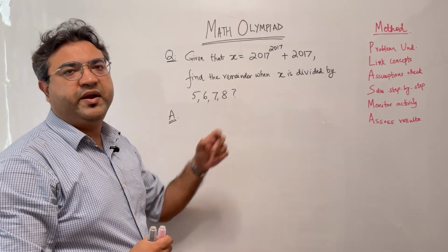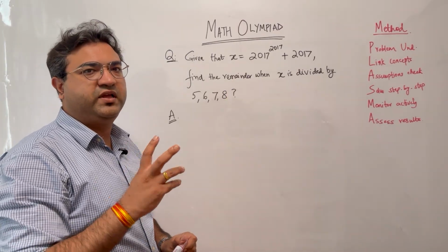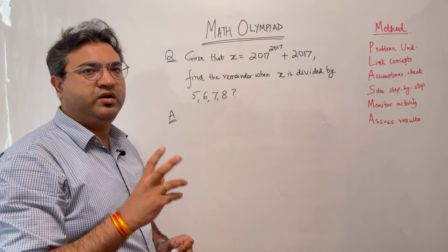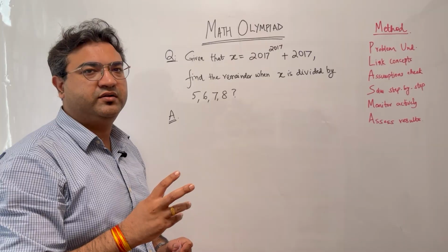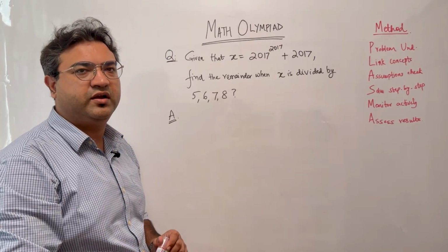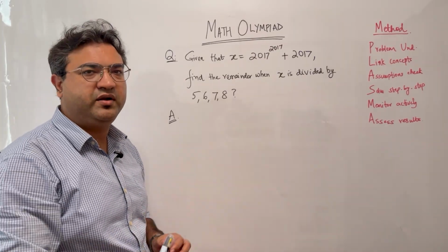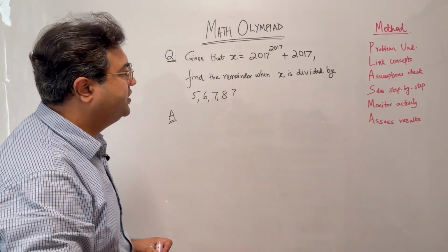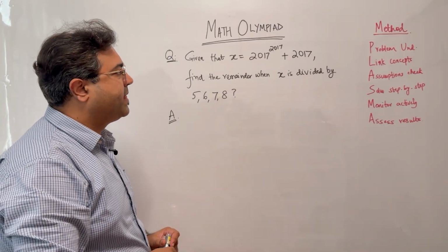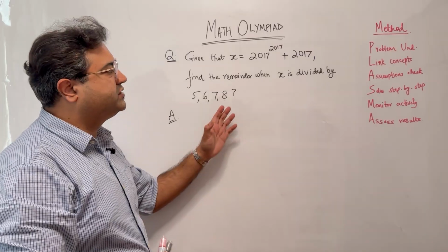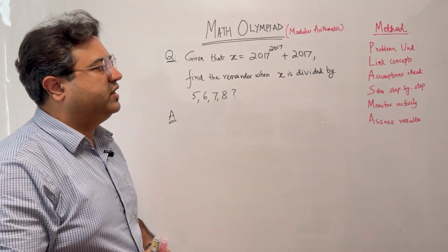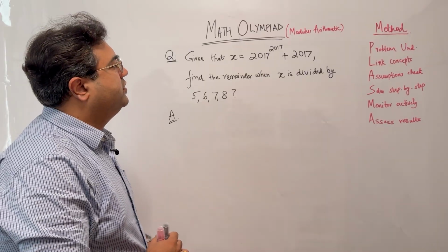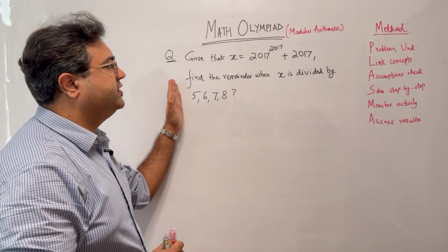Now we go to the next step, which is linking of concepts. Whenever you see this word remainder, you think about modular operations or modular arithmetic. Naturally, one should lean towards modular arithmetic. I'll explain a little bit what it exactly means, and that is going to be used here. Let me just write it down. Now, assumptions. So far, we are not making any assumptions here.